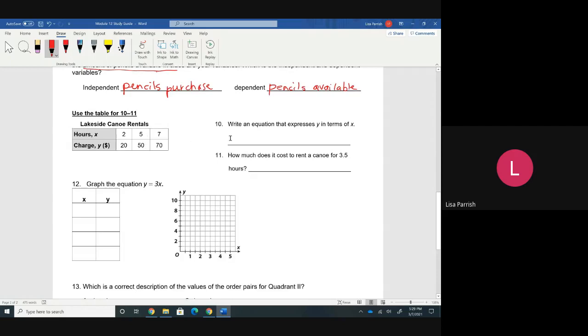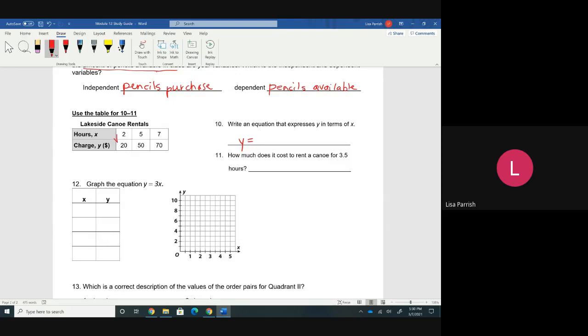So number 10 says write an equation that expresses y in terms of x. That's just saying write an equation using y equals. Okay, remember we always start equations with y equals. Well, before we can write our equation, we have to find our rule.